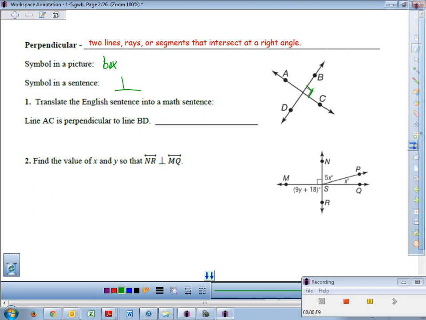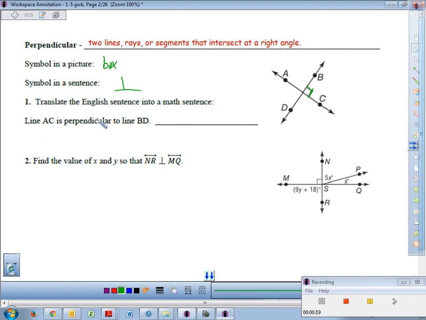What does parallel mean? Remember that, parallel, in your own words? They never intersect. That's as far as we know so far. It's not totally right, but we'll clean that up another day. But parallel lines, they don't intersect. They have to be in the same plane also.